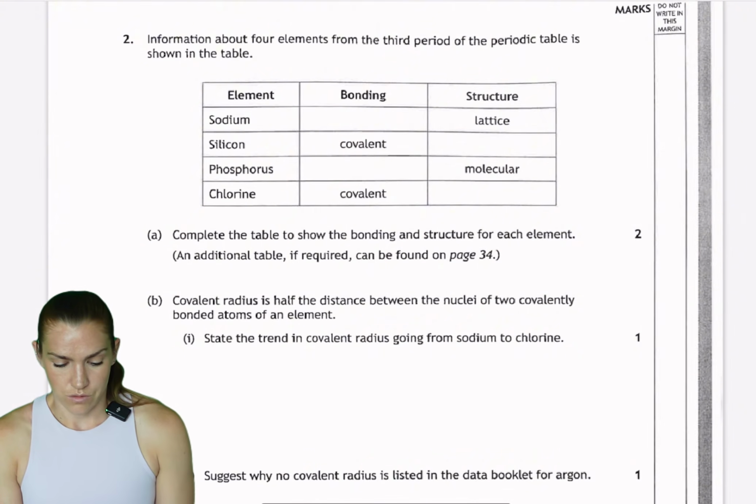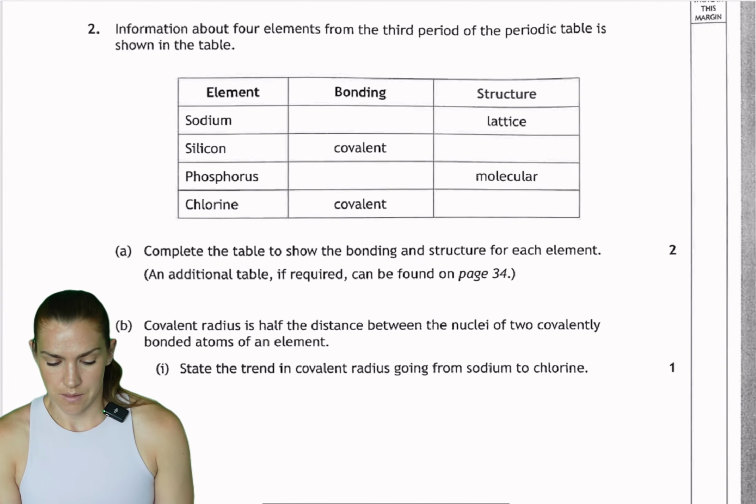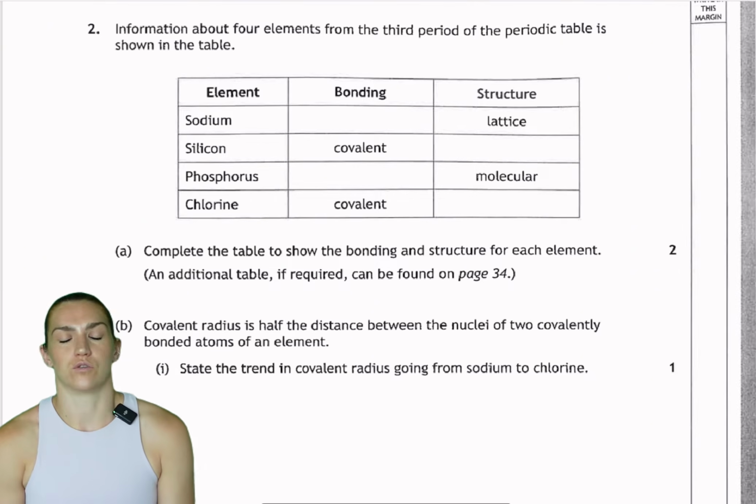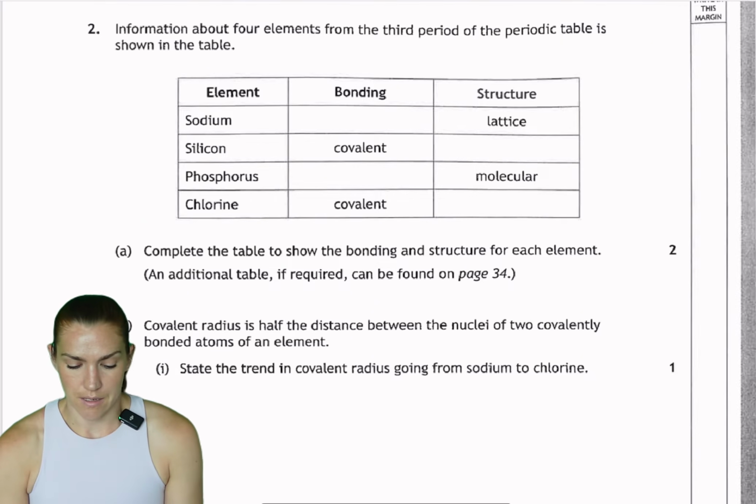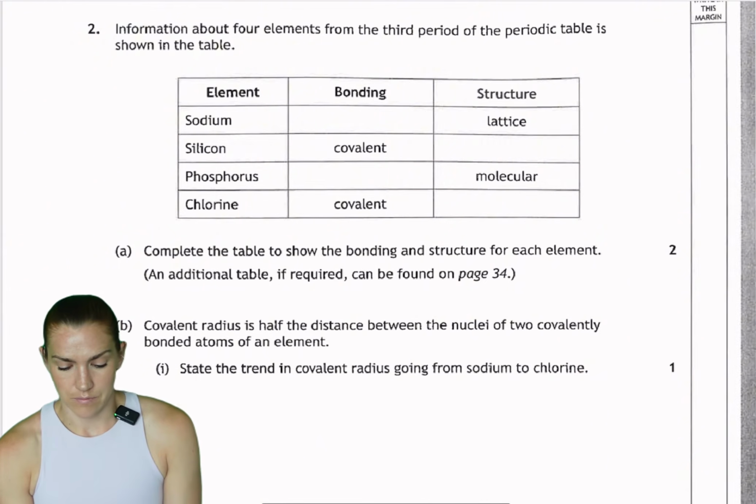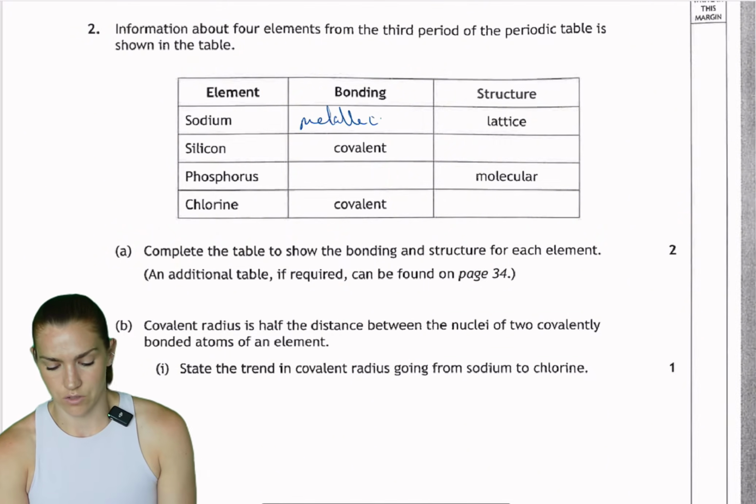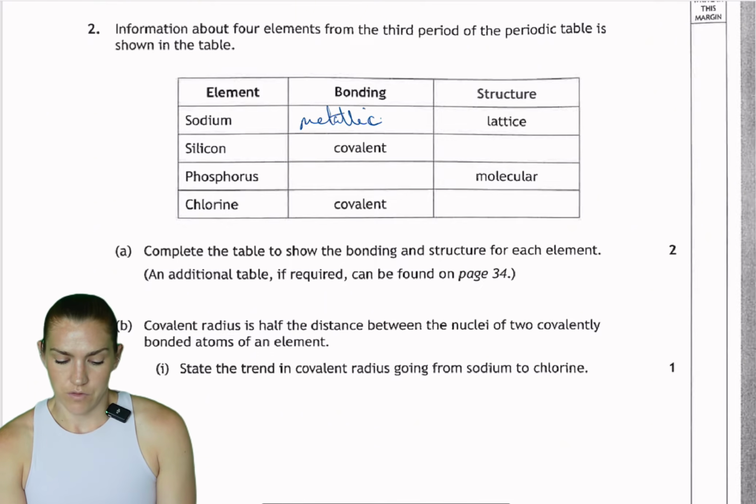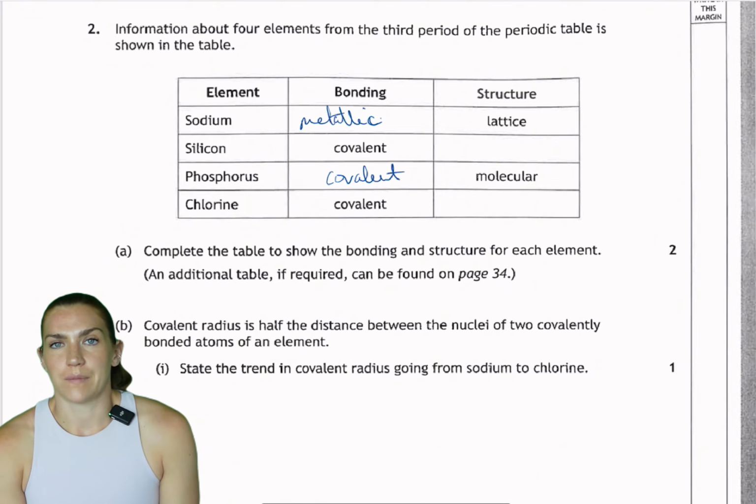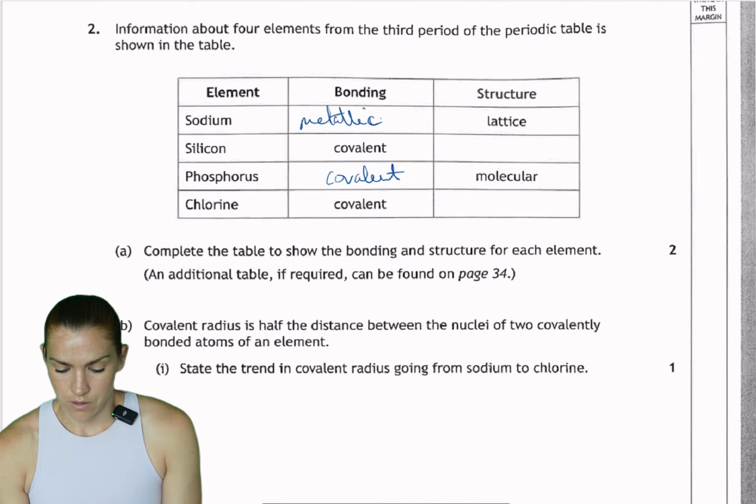So question 2, we've got information about 4 elements from the 3rd period of the periodic table, and we're asked to complete the table to show the bonding and structure for each element. Sodium is a metal element, which means it'll have metallic bonding. Again, this is a bit of your National 5 knowledge coming in here. Phosphorus is a non-metal element, and so that will have covalent bonding. Silicon, you should remember that it's a covalent network.